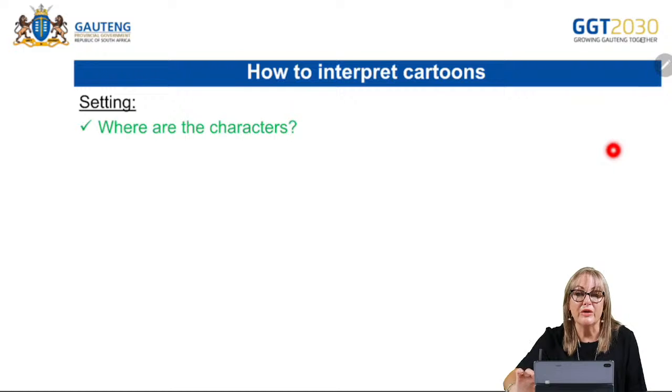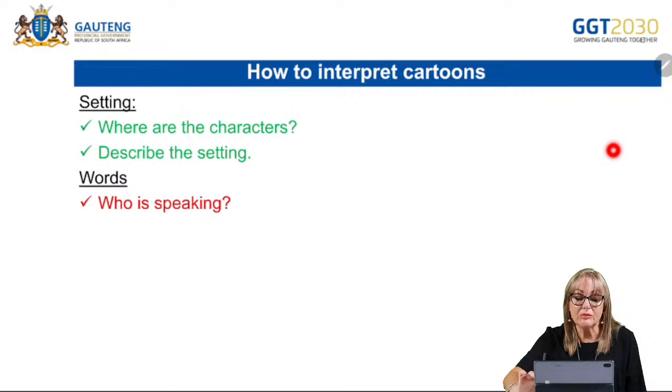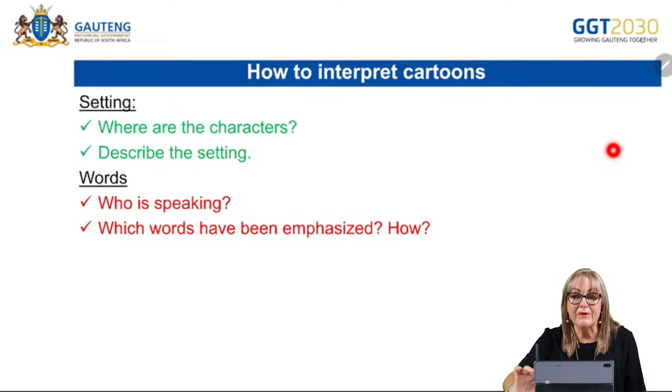You must know where the characters are, like in that other cartoon where Jeremy and his mother were in the kitchen. You must understand that because that is part of the whole story that is being told. You must describe the setting to yourself. Words. Who is speaking? Which words have been emphasized and how?